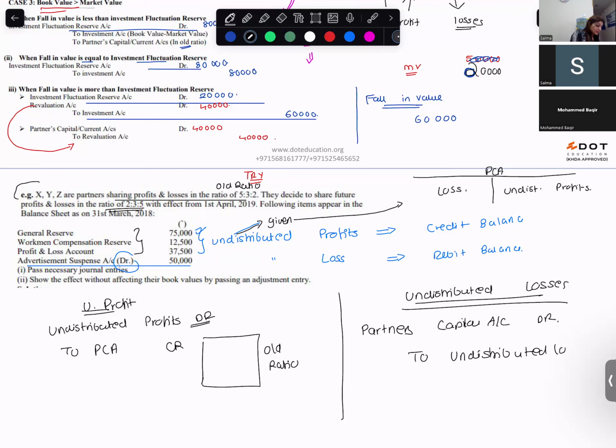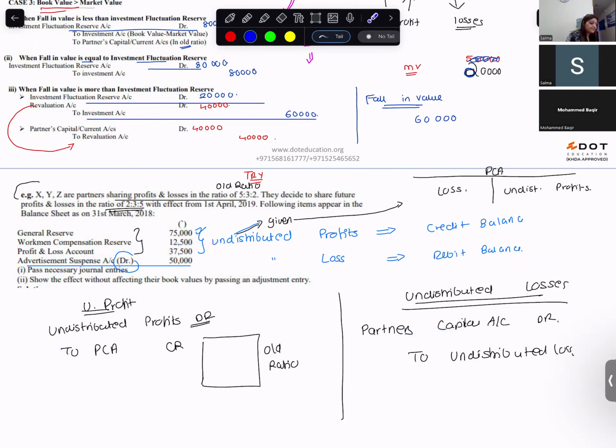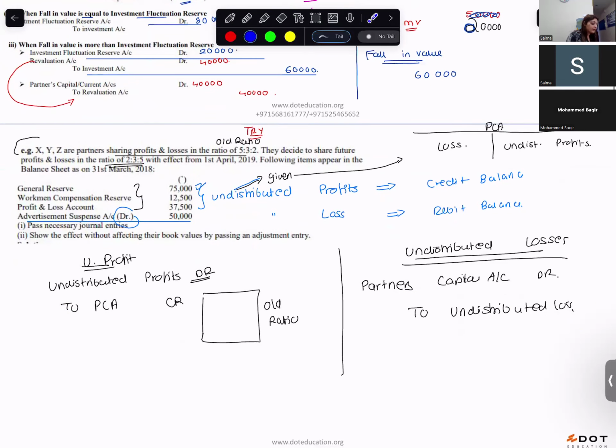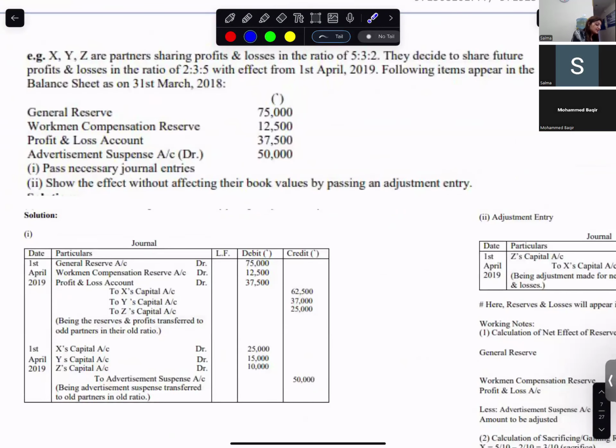Okay. So now there is a change in the ratio. That is the reason the undistributed profits have to be given to the partners, so the partners' capital account would be credited, and undistributed loss has to be given to the partners, so the partners' capital account would be debited, in their old ratio. If nothing is mentioned, and they are telling you to pass the necessary journal entries, you are going to pass the necessary journal entries.